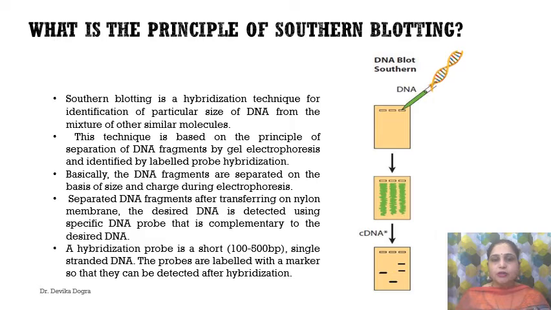Basically, Southern blotting separates DNA fragments by gel electrophoresis. The DNA fragments are identified using a labeled probe hybridization. The probe is attached to a label such as a fluorescent chemical or isotope. The bound sequence can thus be visualized.